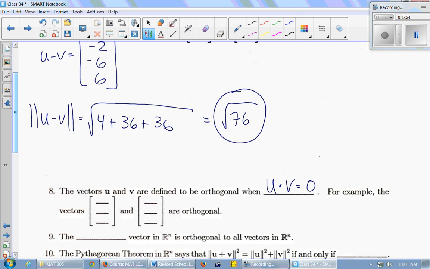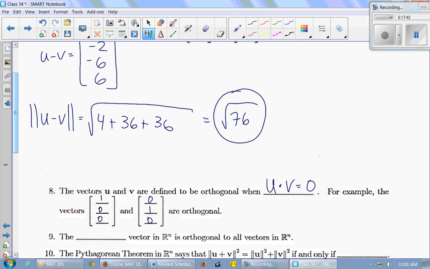i and j. (1, 0, 0) and (0, 0, 1). Oh, yeah, that's k. Whatever. Yep, those two would be orthogonal because when you multiply the corresponding entries, you're always going to get 0. So the sum of them would be 0.